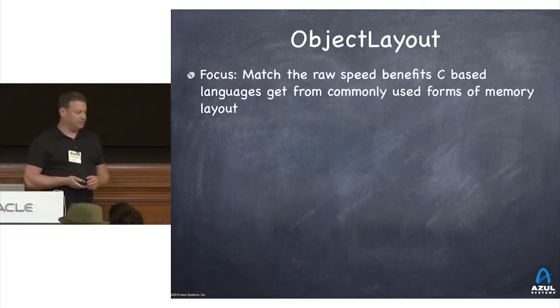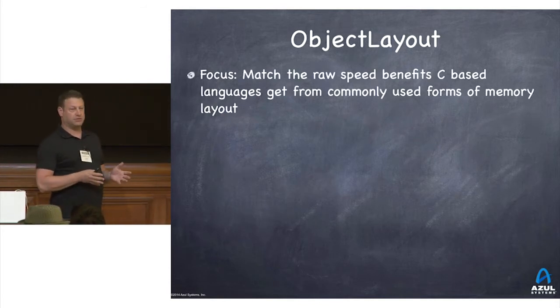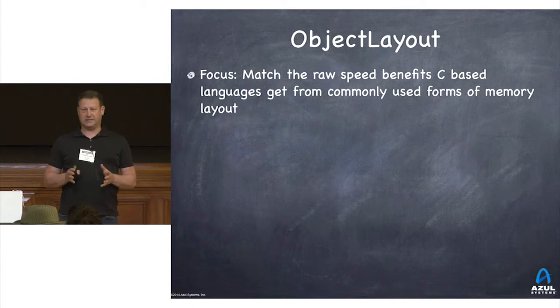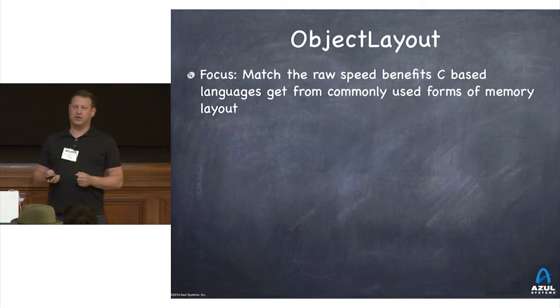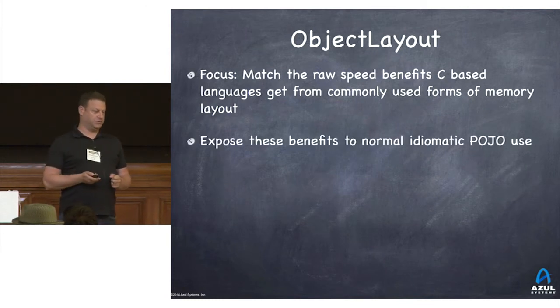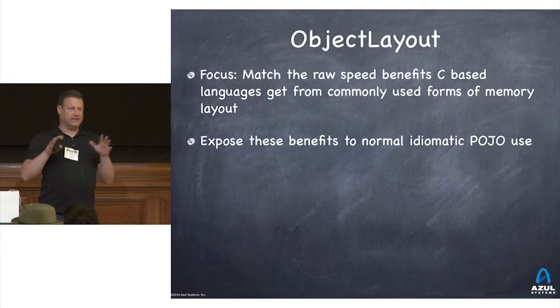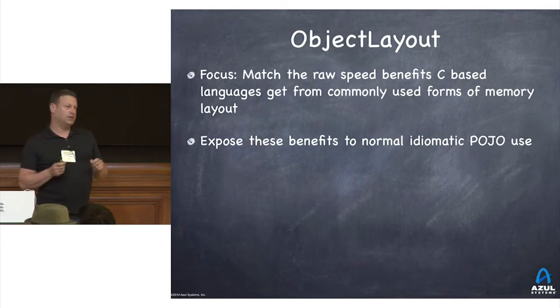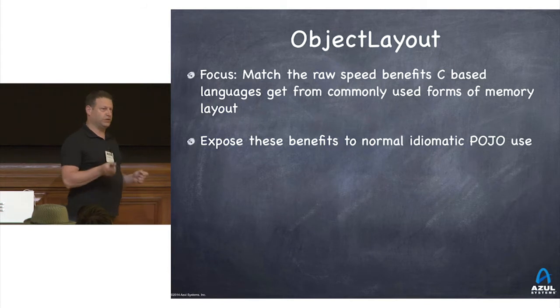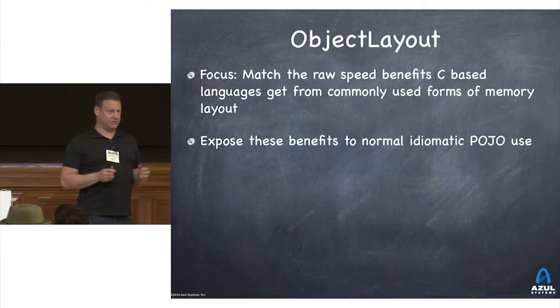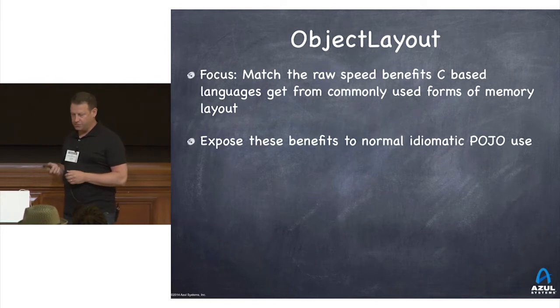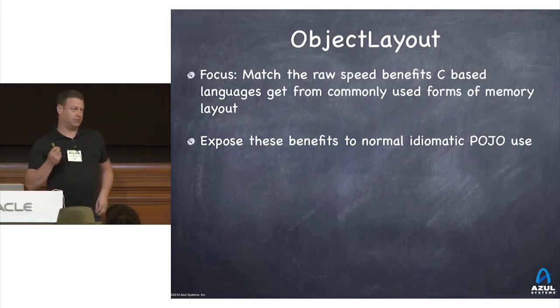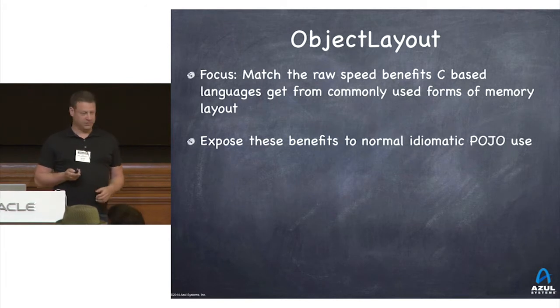So what is ObjectLayout? The focus is to match the raw speed benefits that C-based languages can get out of common memory layout patterns, but do it in a natural Java idiomatic way on the heap for POJOs. So this is not about laying out some sort of flyweight on top of off-heap stuff to get fast. It's to fight the need to do that. It's to avoid the need for Unsafes. It's to avoid the need for direct byte buffers over stuff just to get speed of streaming. And to do that in as natural a way as we can get for a Java programmer to use.